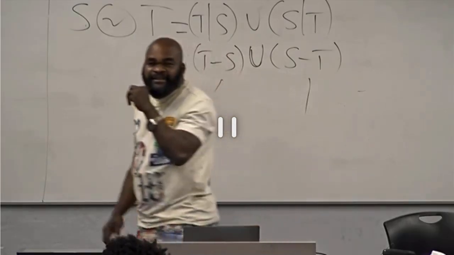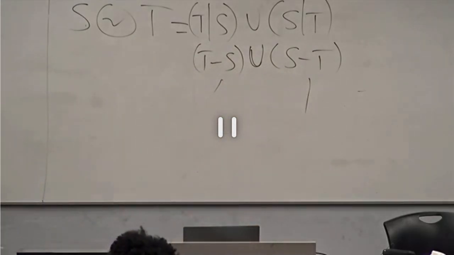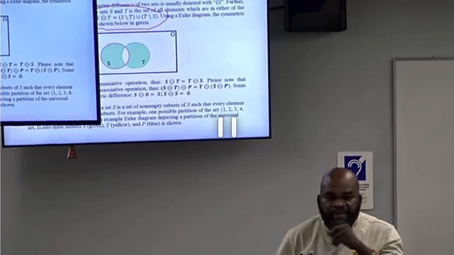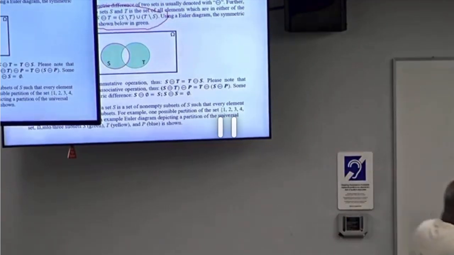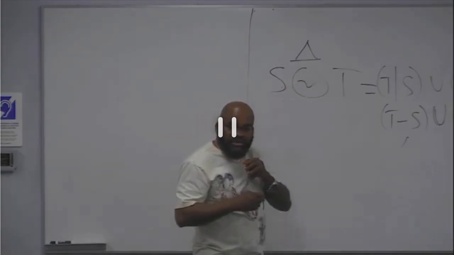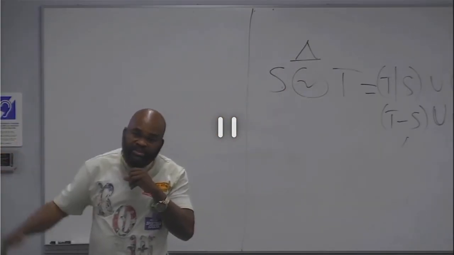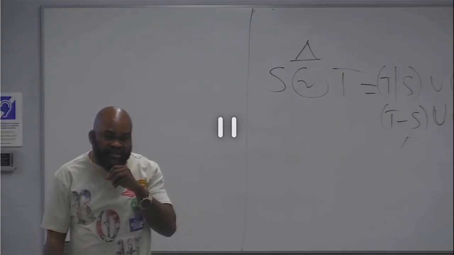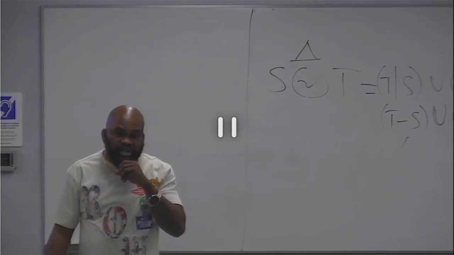Look at that. The union of S minus T and T minus S. Is the triangle the same as the symmetric difference? Exactly. So we can use any of this notation for symmetric difference. You can use a triangle. When you look at some textbook, you're going to see that. So in this course, if I ask a question and you see this or that, I mean symmetric difference. Does that make sense?